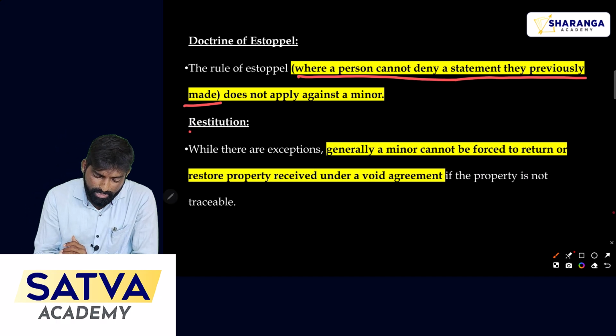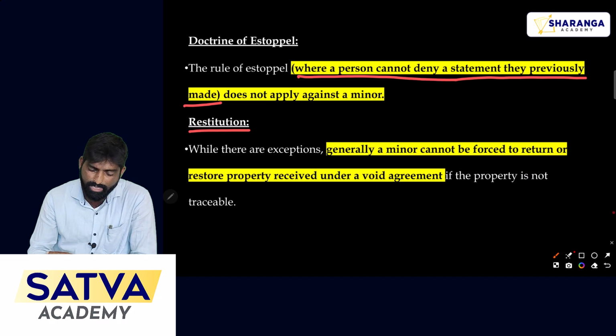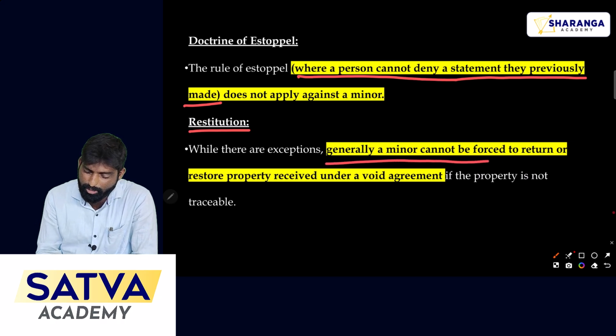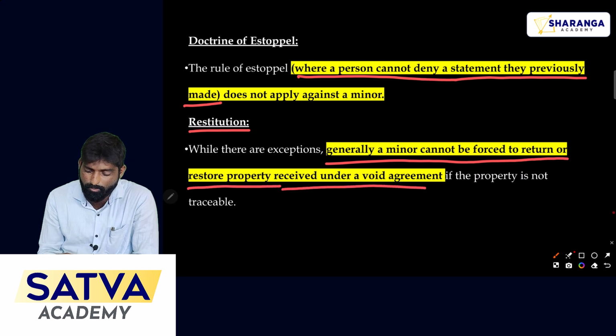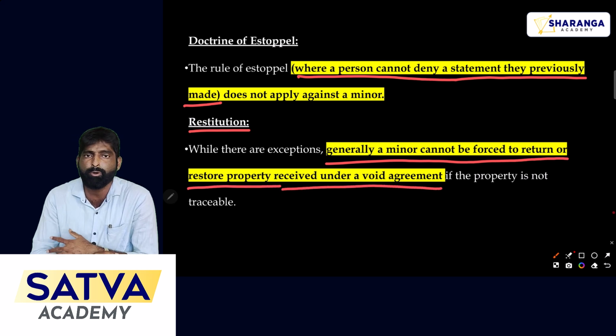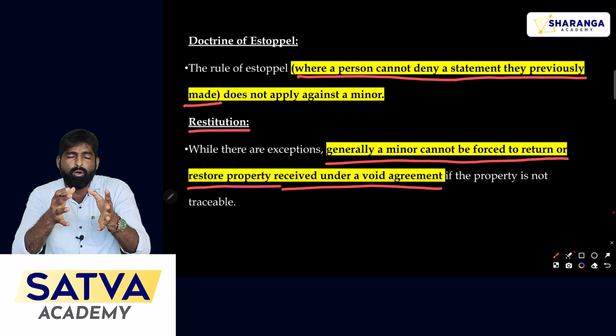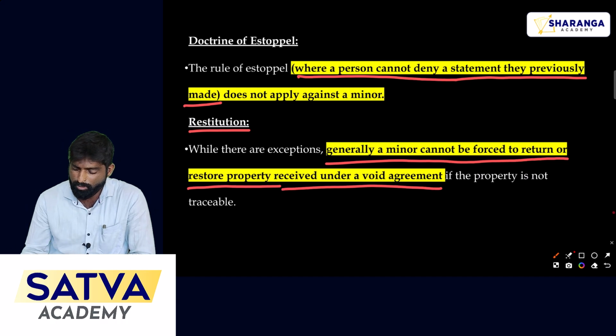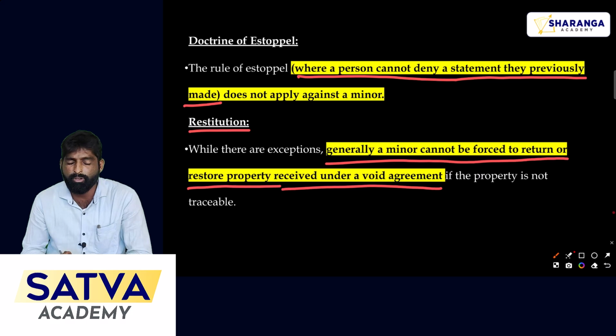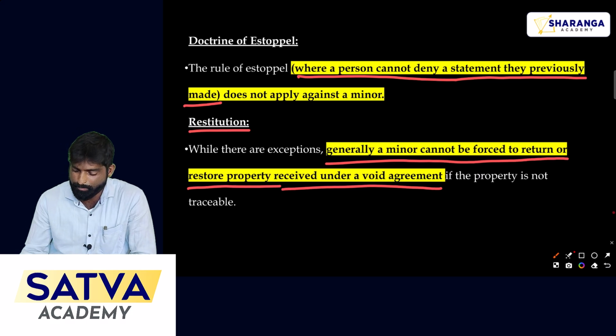Okay. What about restitution? So for restitution, generally a minor cannot be forced to return or restore the property received under a void agreement. So this one is the provision related to the contract with the minor. So now you have to compare it with the available facts in the question.